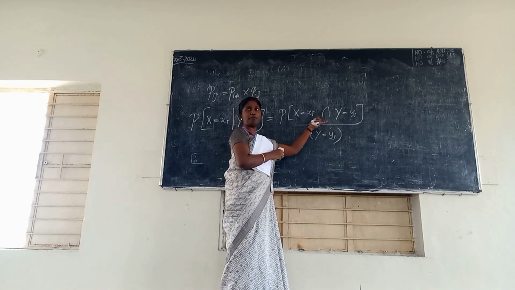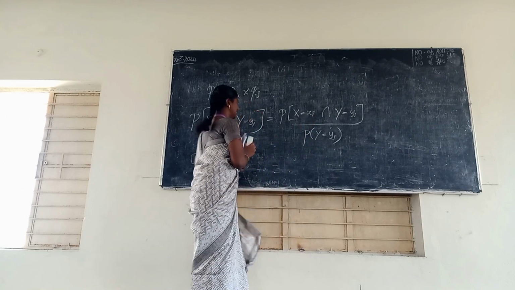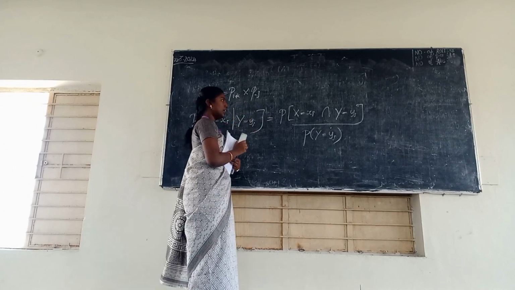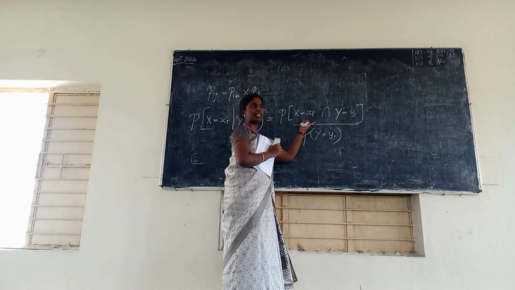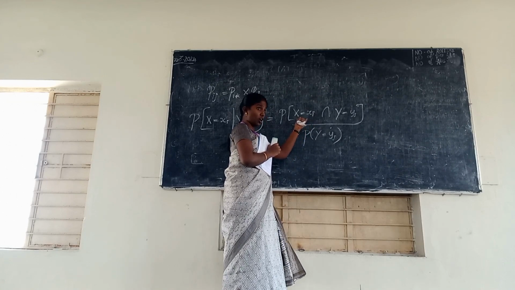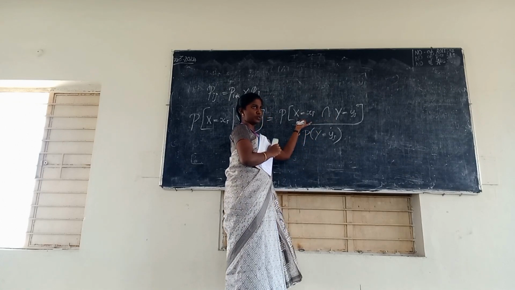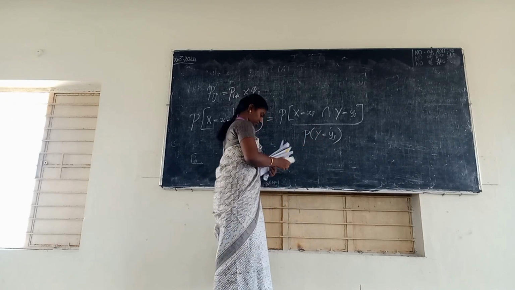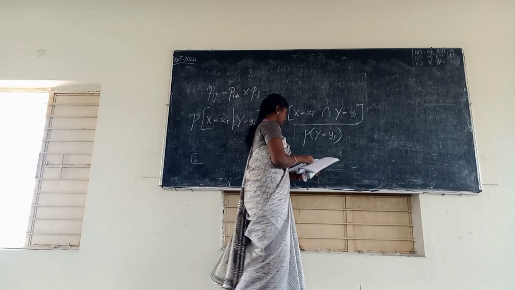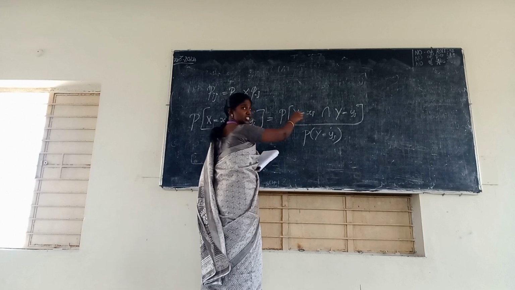This is what kind of probability, anyone? Conditional probability. This is the conditional probability only. In the numerator alone, what kind of probability? Joint probability, very good, because both x and y are here. So this is our joint probability distribution and this is the marginal probability. Okay.